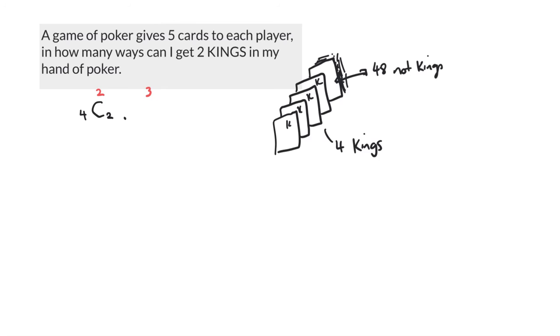So 4 kings, we're choosing 2. But out of the 48 remaining cards, we're going to choose 3. Because we want the other 3 cards to be anything but kings. And the answer works out to be 103,776 ways of getting 2 kings in my hand of poker.